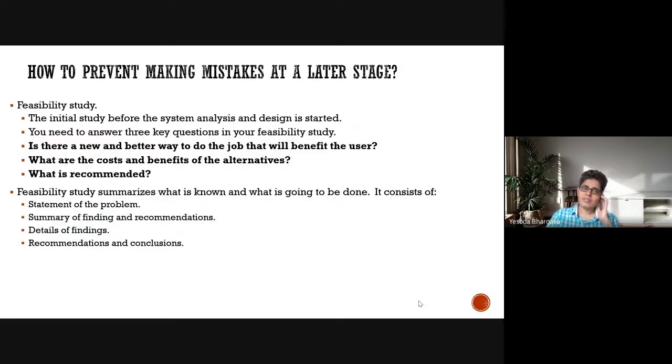So obviously, now that we know that making mistakes can be costly, however, it is also controversial what the cost of fixing mistakes later in the stage is. And I have also shared a paper with you. So do go through that paper.